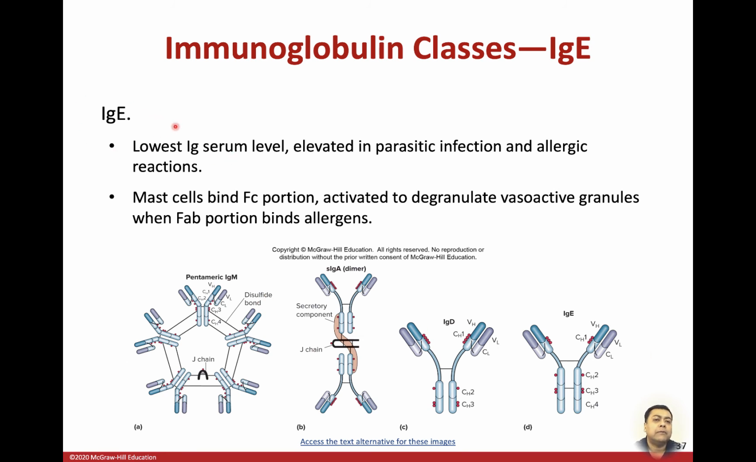IgE, on the other hand, has the lowest level of immunoglobulin in the serum, and this is elevated in parasitic infection and allergic reaction. What happens is the mast cell binds to the Fc portion and is activated to release vasoactive granules when the Fc portion binds to the allergens. What do we mean by this? Suppose you have this IgE circulating in your serum. When it binds to an allergen, due to the conformational change upon binding of the antigen, it can activate the mast cell.